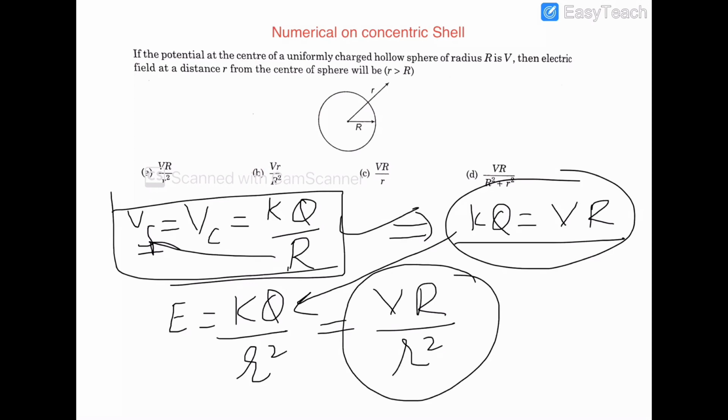Now this is your option A. So the correct option is A.